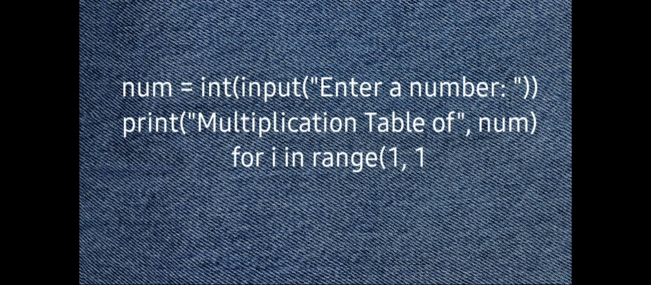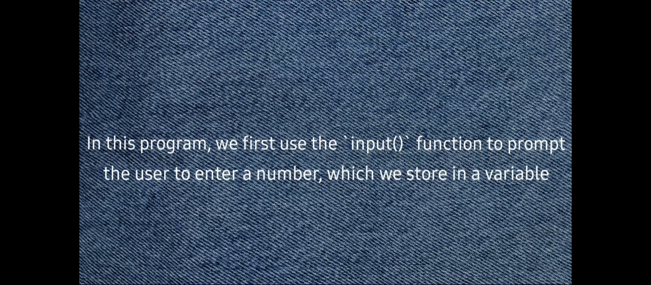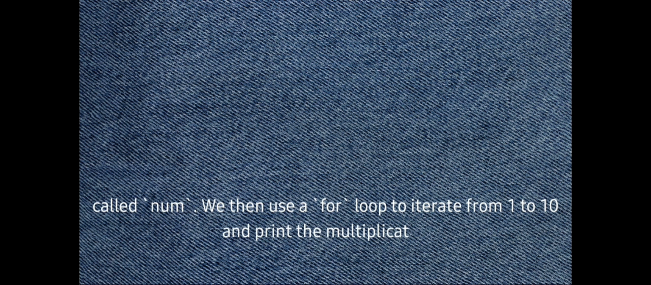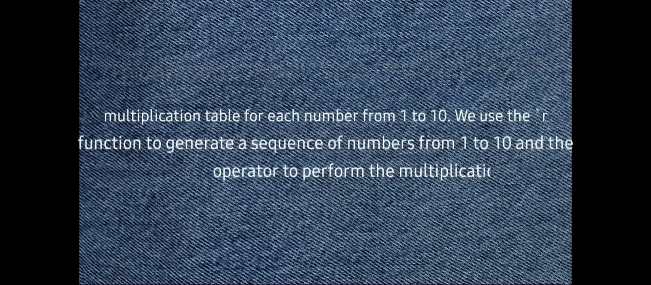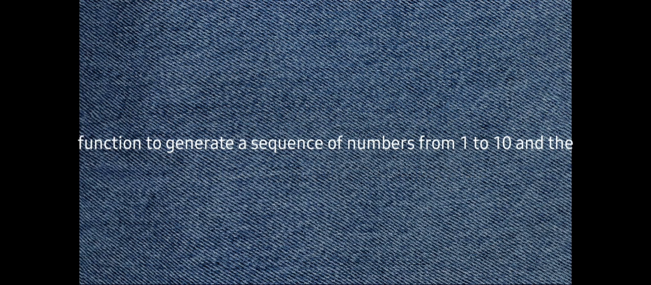In this program, we first use the input function to prompt the user to enter a number, which we store in a variable called num. We then use a for loop to iterate from 1 to 10 and print the multiplication table of the entered number. Inside the loop, we use the print function to display the multiplication table for each number from 1 to 10. We use the range function to generate a sequence of numbers from 1 to 10 and the asterisk operator to perform the multiplication.